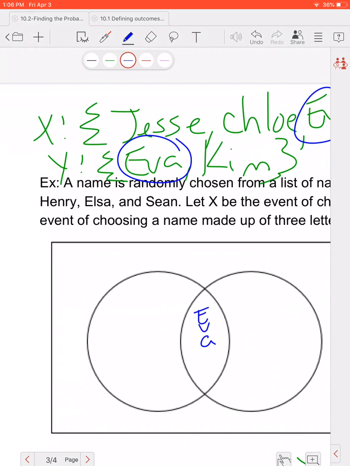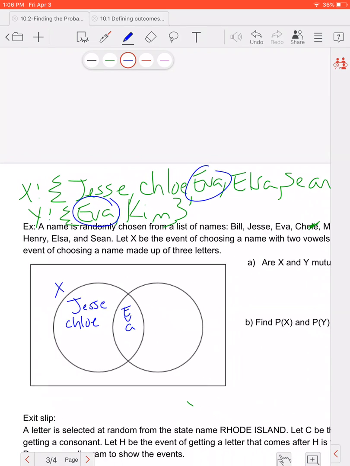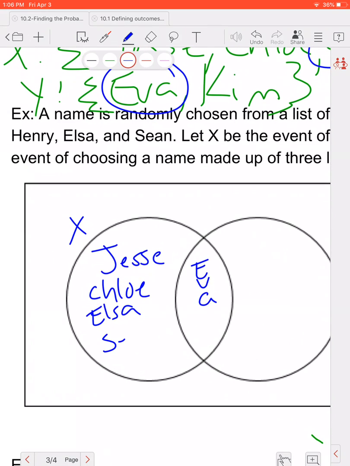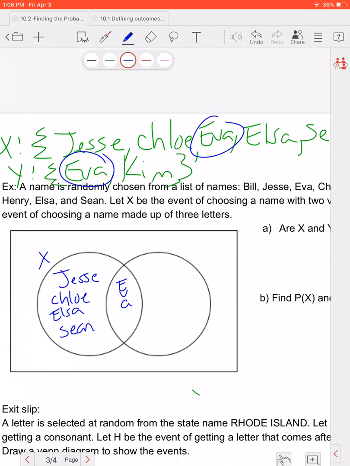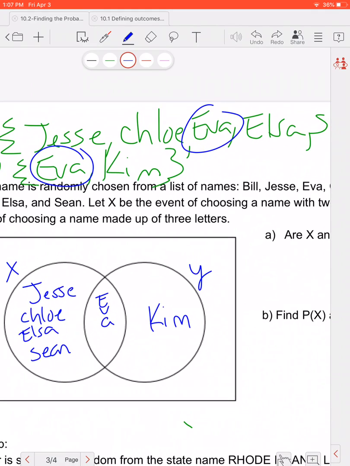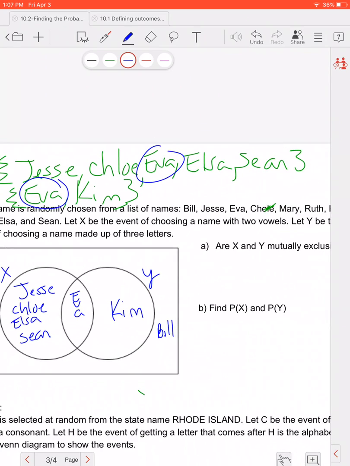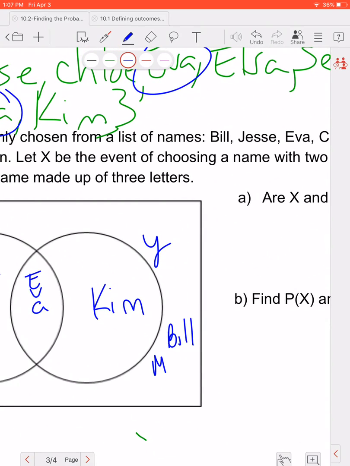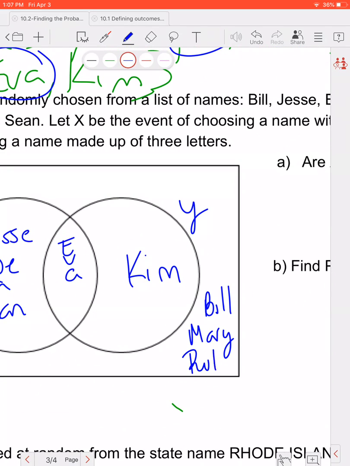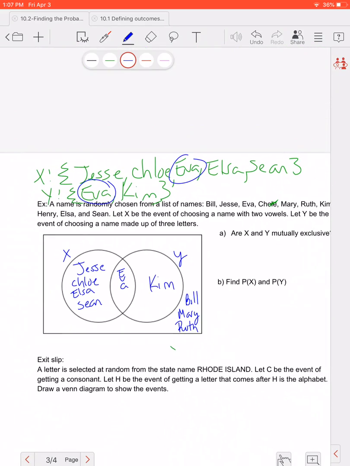Okay, so then I'm going to have Jesse, if I label this one X, Chloe, not going to include Eva because she's already included, Elsa, and Sean. Okay, and then the only one going in my Y circle is Kim by itself because Eva's already in my Y circle in the center here. And then I want to make sure I include anyone else I didn't include on the outside. So we're going to have Bill, Jesse, Eva, Chloe, Mary. Ruth is not included here. And I believe Henry is my last one here.